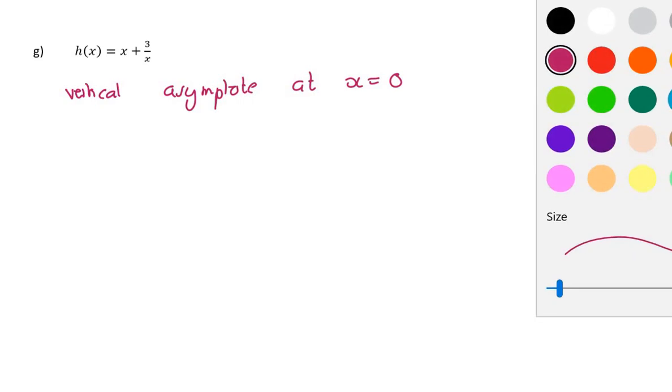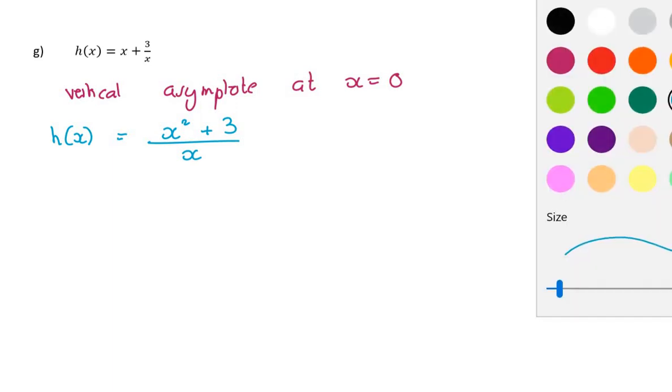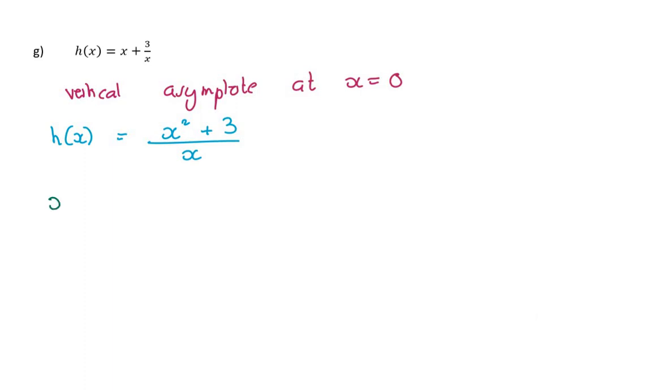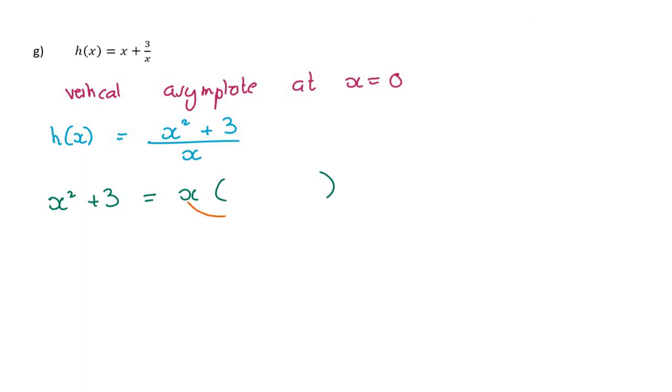Okay, now in order to work out horizontal or oblique, I'm actually going to combine these terms into 1. So if I make them 1 with a common denominator, this is actually x squared plus 3 over x, which means I can see my vertical asymptote. I can see that I don't have a removable discontinuity, but I do have an oblique asymptote. And so how do I work out my oblique asymptote? I'm going to take x squared plus 3, and I have to rewrite it as x times something. Now, this is going to have to be x times x.